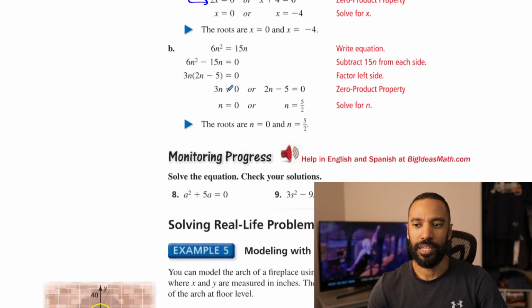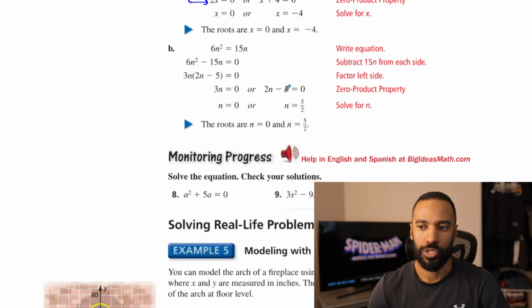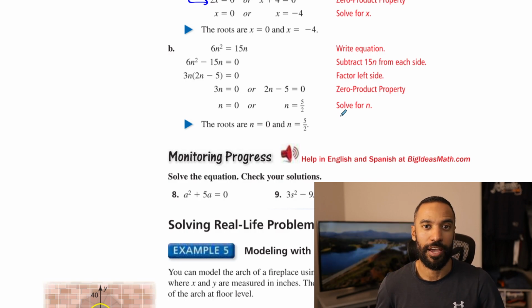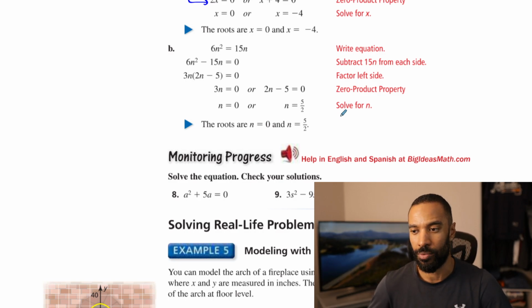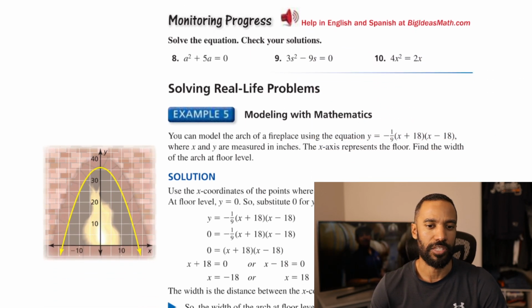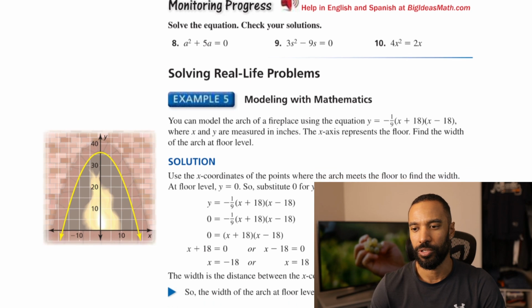So anyway, either 3n equals 0, divide by 3, n equals 0, or 2n minus 5 equals 0, add 5 to both sides, and divide both sides by 2, n equals 5 halves. Improper fractions are totally fine. Don't try and write it as a decimal. Definitely don't try and round it. Mixed numbers, no go. You're good. So some more problems. Like I said, we're going to be doing some of our own eventually.